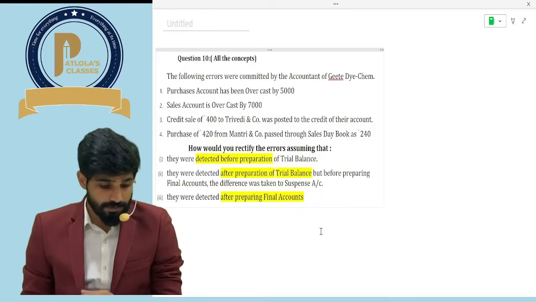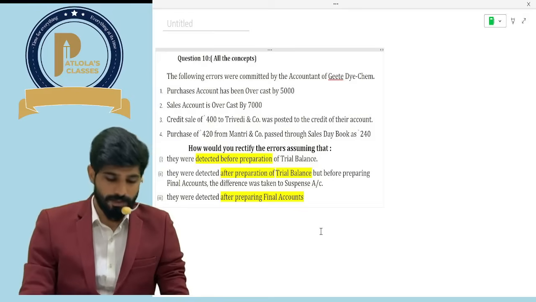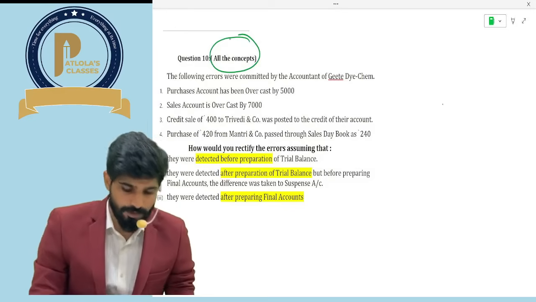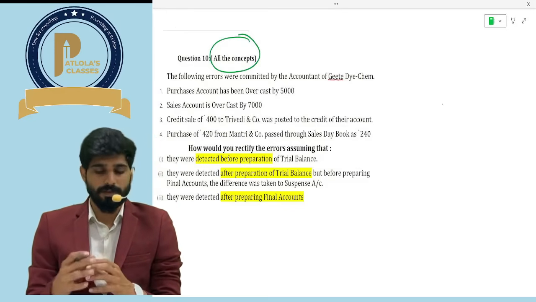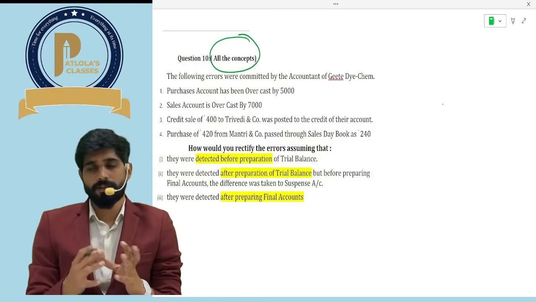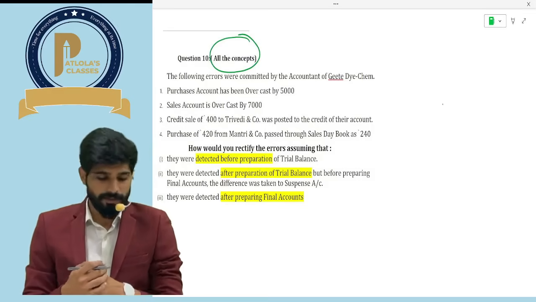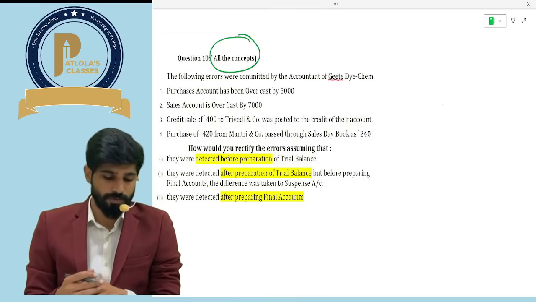Okay guys, now let us solve one last question from rectification of errors. This question I am solving from all the concepts, meaning there is no particular concept. We are going to do all the concepts. This is one master question which can make you understand the difference between each of the concepts. This question was newly added in the study material and we can expect this question anytime soon in the exam.